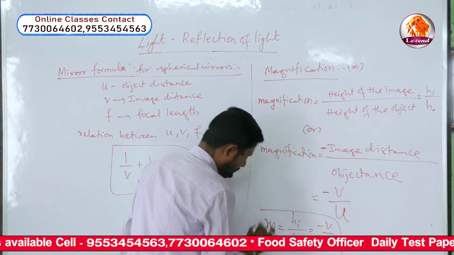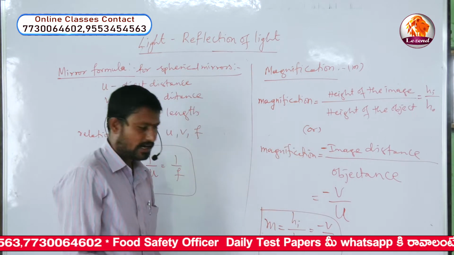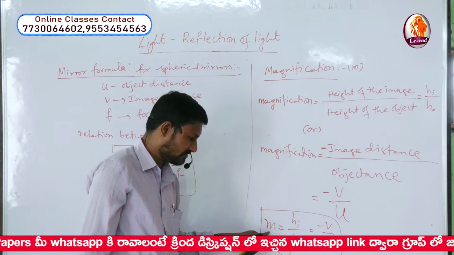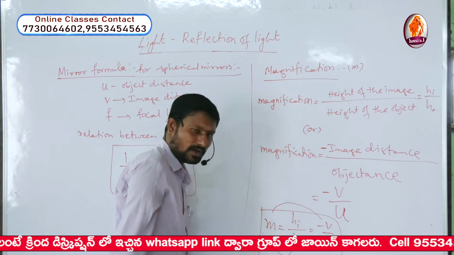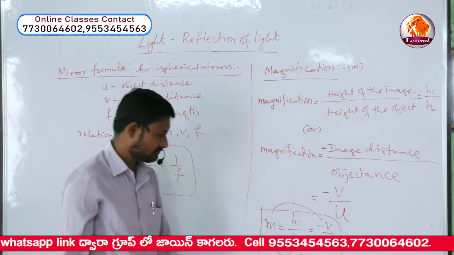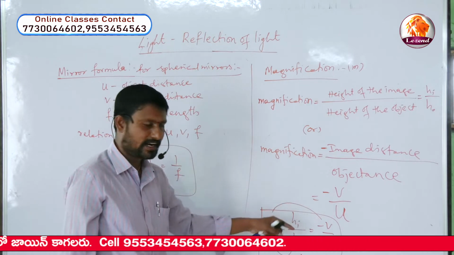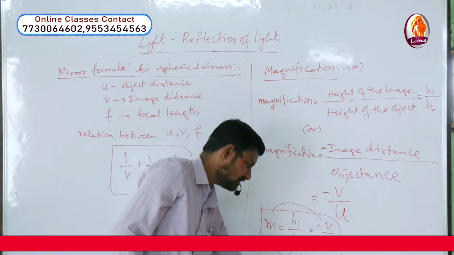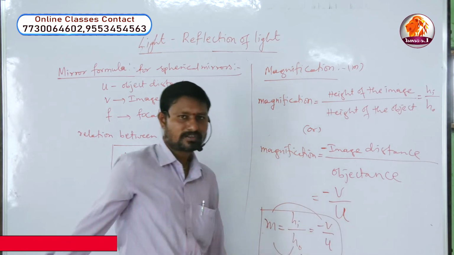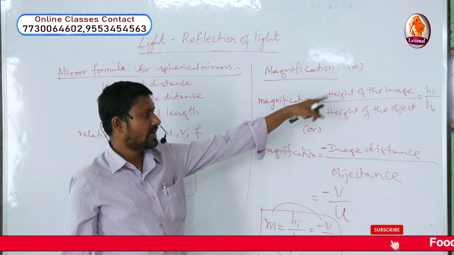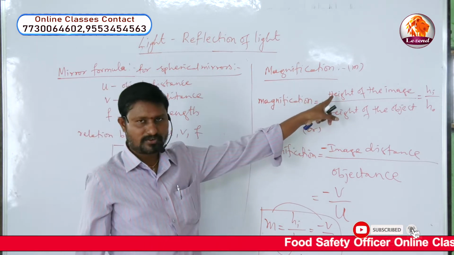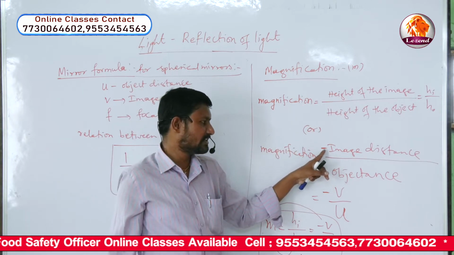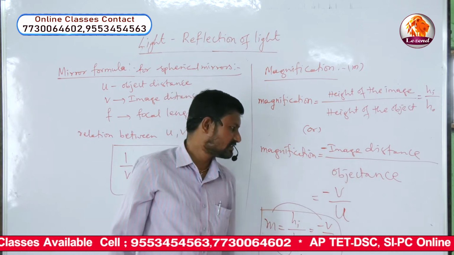So this is another formula for magnification, and we can use it by equating these two to find magnification, or these two. Depending upon the problem and the given data, we can choose accordingly. So magnification is defined as height of the image by height of the object, or size of the image by size of the object, HI by HO, and magnification is also defined as minus of image distance by object distance.